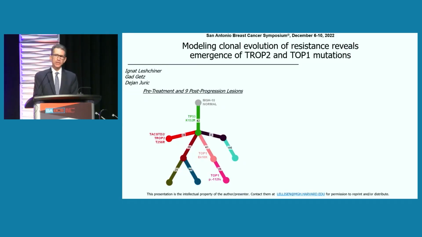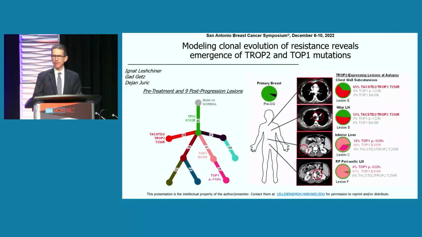Equally interesting was another branch and another set of lesions which developed a mutation in TROP2. This was not a known mutation. It was a missense mutation of a threonine to an arginine, obviously a non-conservative change, and was present in many lesions. When we looked at the physical location of these mutations, it was interesting to see that all of the lesions harboring the TOP1 mutation were below the diaphragm, and all the lesions harboring the TROP2 mutation were above the diaphragm. But what I haven't told you is, do we have any evidence that this TROP2 mutation is really meaningful?